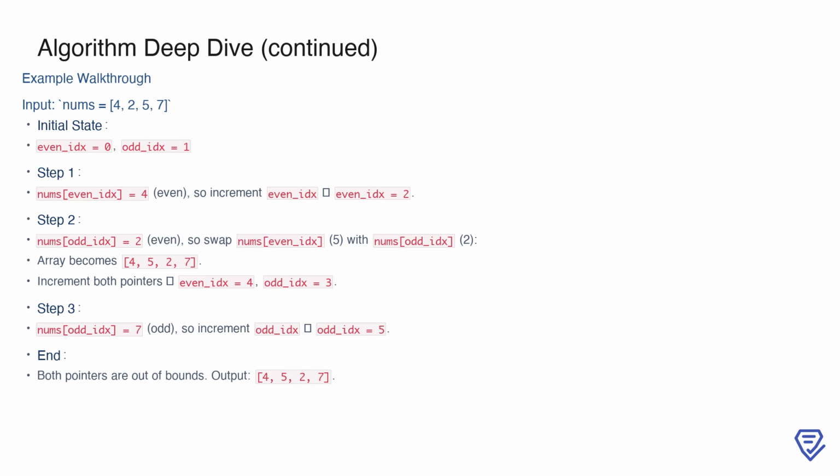Both pointers are incremented, even_idx becomes 4, and odd_idx becomes 3. Finally, we check nums[odd_idx], which is 7. Since 7 is odd, it's in the correct position, so we increment odd_idx to 5. At this point, both pointers are out of bounds, and the process ends. The final output is [4, 5, 2, 7], which satisfies the problem's requirements.